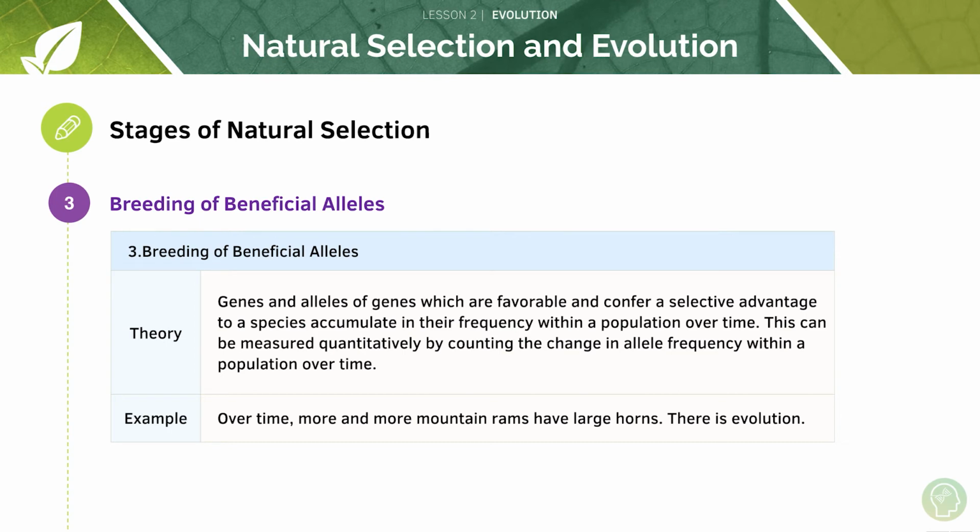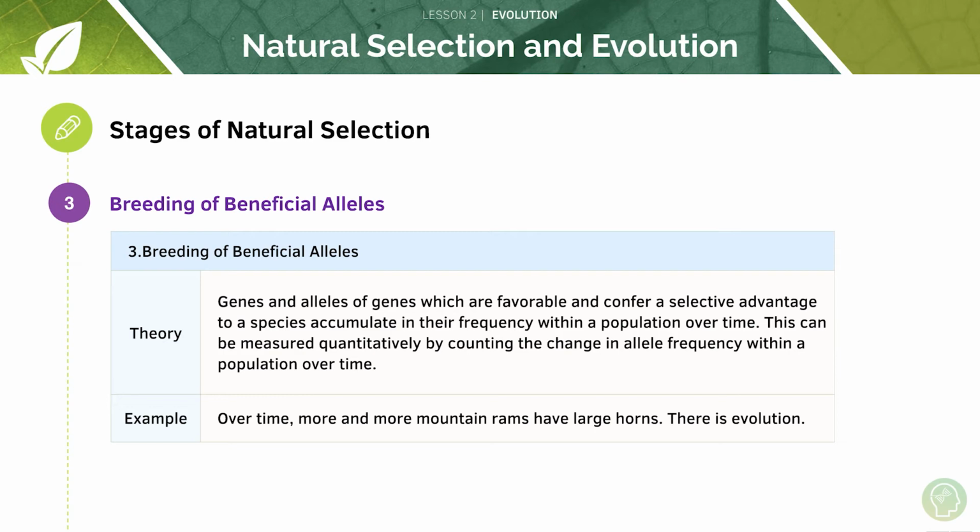We then get an expansion of this particular beneficial allele within the population. But why? It's because genes and alleles of genes which are favourable and confer a selective advantage to a species accumulate in their frequency within a population over time. This is because, for example, with the mountain rams, the ones with the larger horns are the ones that are going to reproduce and have their offspring. And it's more likely that they're going to pass down that large horn allele to their offspring. Their offspring will then have large horns. Whereas the small horn rams are not reproducing because they're living for a shorter period of time. Therefore, the short horn allele is going to die out within the population.